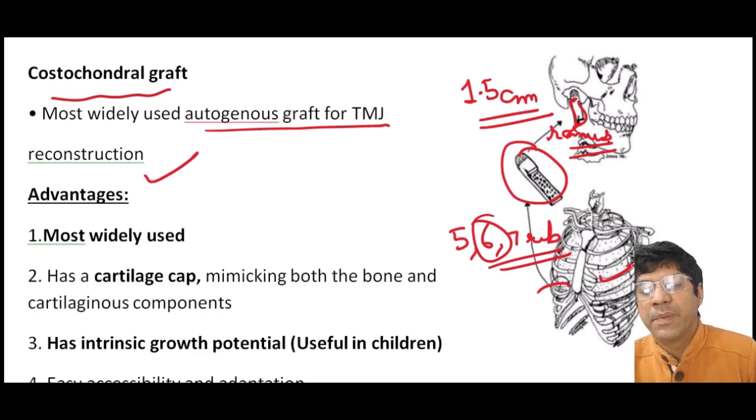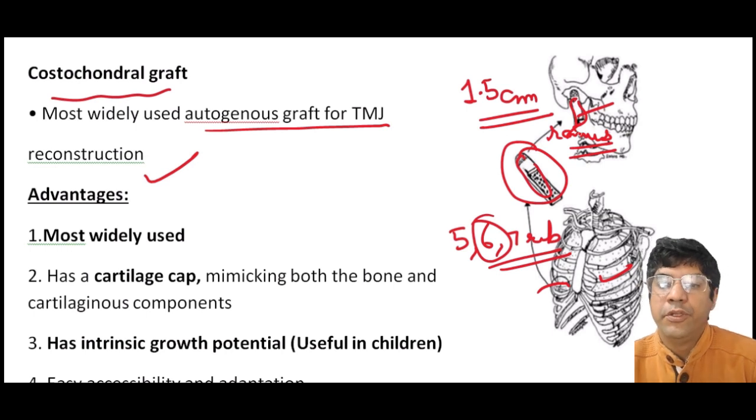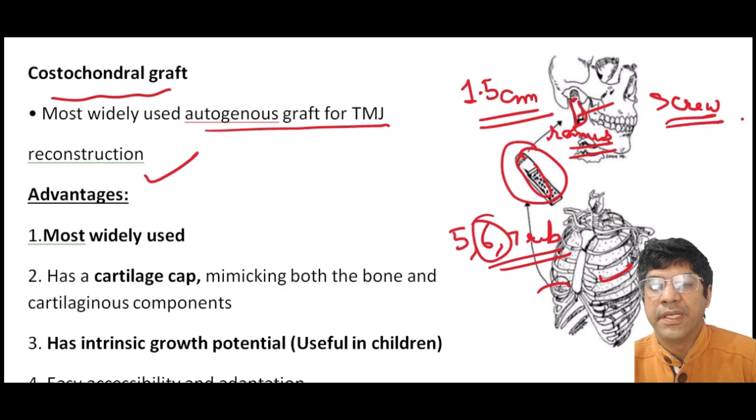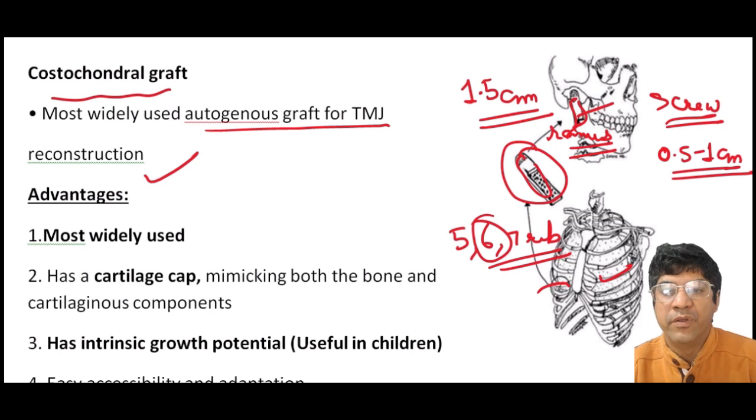So how is the graft prepared and fixed? The graft is carved to mimic the shape of the condylar head. After preparing, the graft is secured on the lateral aspect of the ramus using screws or transosseous wires, which allows smooth movement. A gap of around 0.5 to 1 centimeter is maintained between the graft and the glenoid fossa.